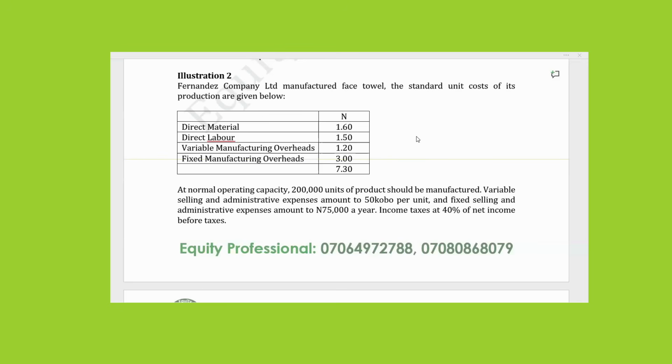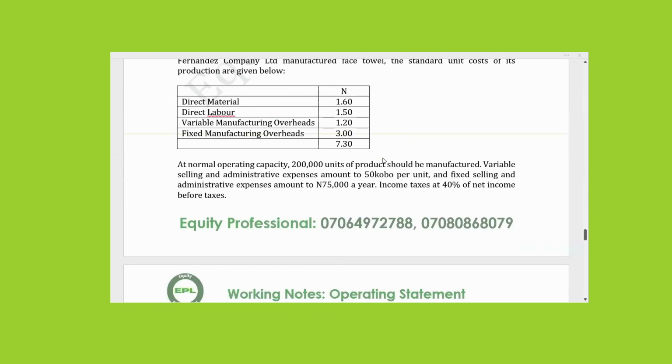Fernandez Company Limited manufactured fish oil. The standard unit cost of its production are given below. Figures are in naira as read. At normal operating capacity, 200,000 units of product should be manufactured. Variable selling and administrative expenses amount to 50 kobo per unit, and fixed selling and administrative expenses amount to 75,000 naira a year. Income taxes at 40% of net income before taxes.